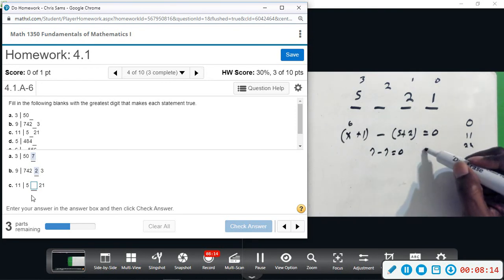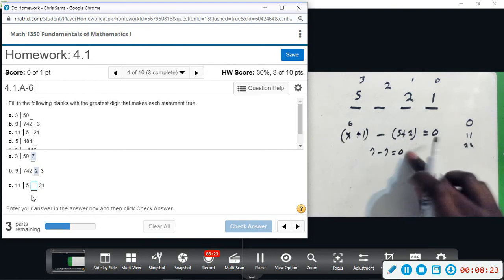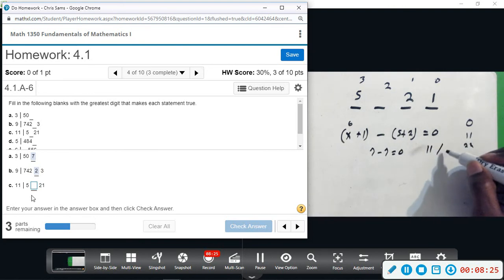And we can take 0 and divide by 11. Or say 11 divides 0. This is the way we write it. 11 divides 0. So we want a 6 here.